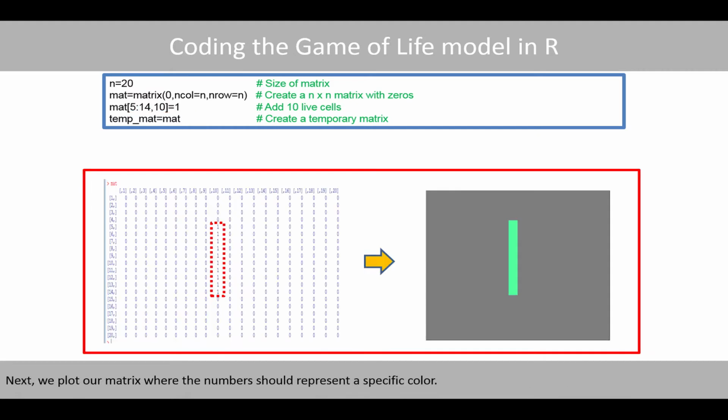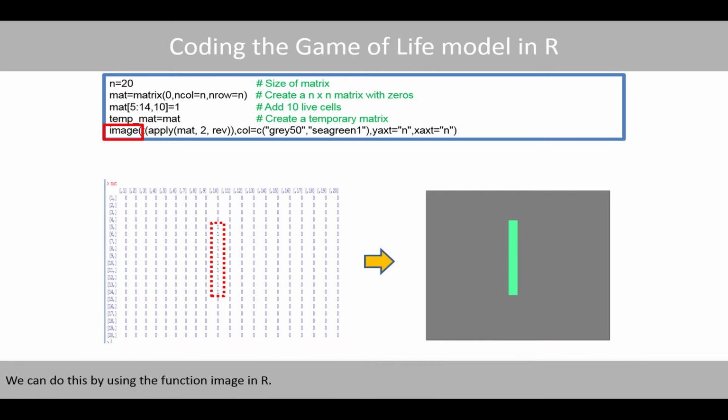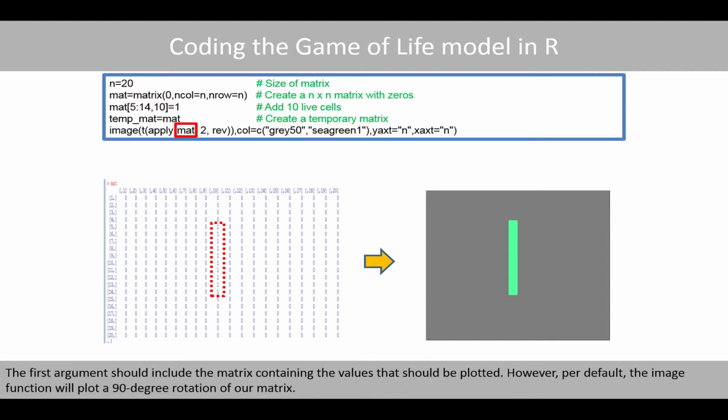Next, we plot our matrix where the numbers should represent a specific color. We can do this by using the function image in R. I here selected gray color for zeros and sea green color for ones. The first argument should include the matrix containing the values that should be plotted. However, the image function will plot a 90-degree rotation of our matrix.